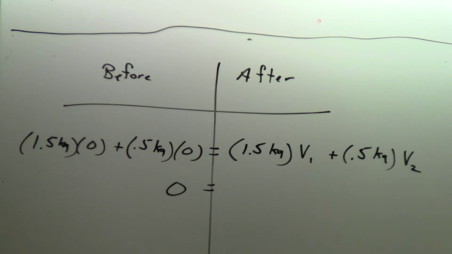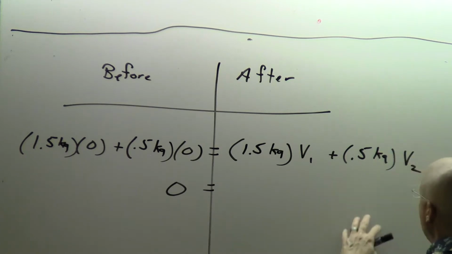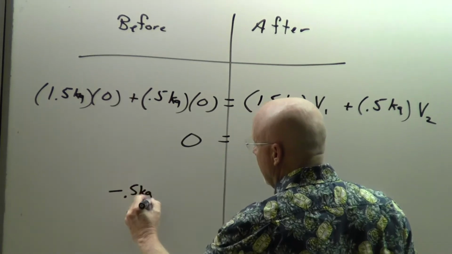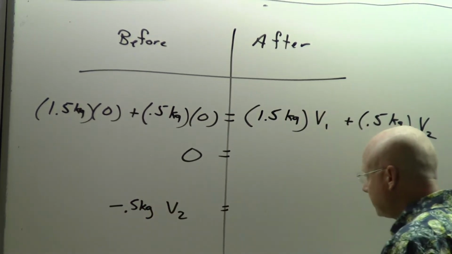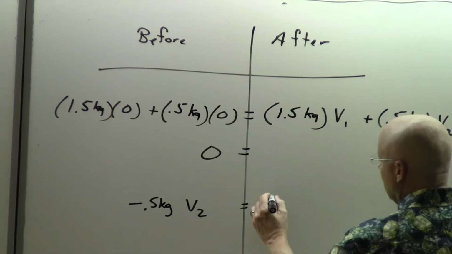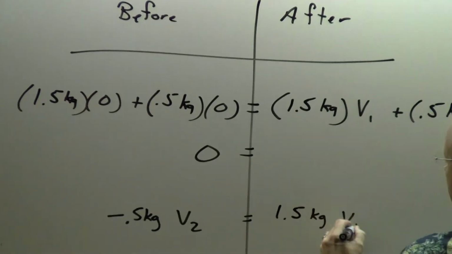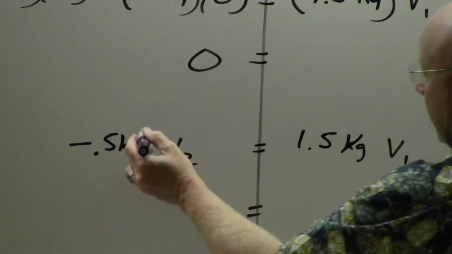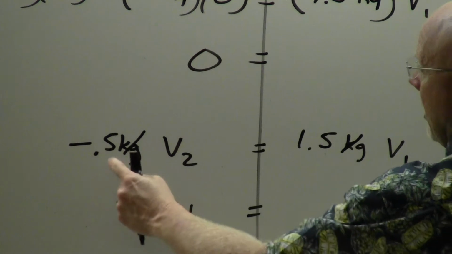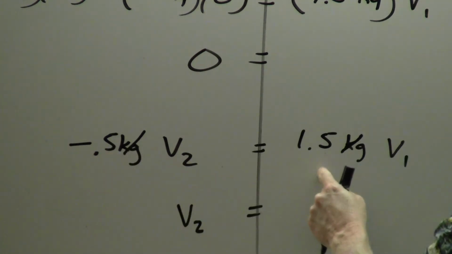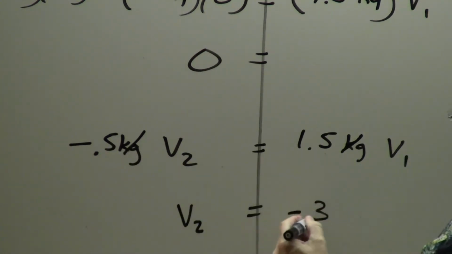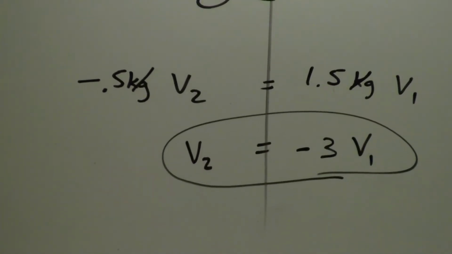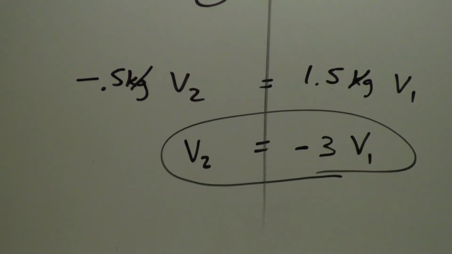Again, watch this. If I then say, okay, let me take this to the other side, so negative 0.5 kilograms times V2 has to then equal 1.5 kilograms times V1. And if I cancel the kilograms, and maybe I'll even take that negative 1/2 and put it over here, so this becomes negative 3. I see those 3 pieces of information that I said would fall out.